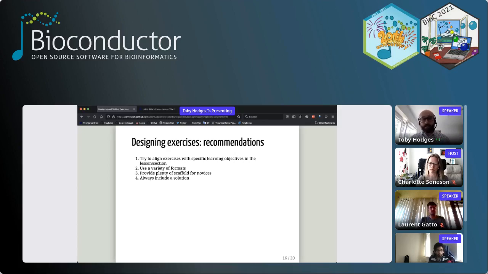Mix up these different formats where you can. I think having variety there is helpful and keeps things more engaging. Plenty of scaffold for novices, as I've already said, and always include a solution to your exercise.